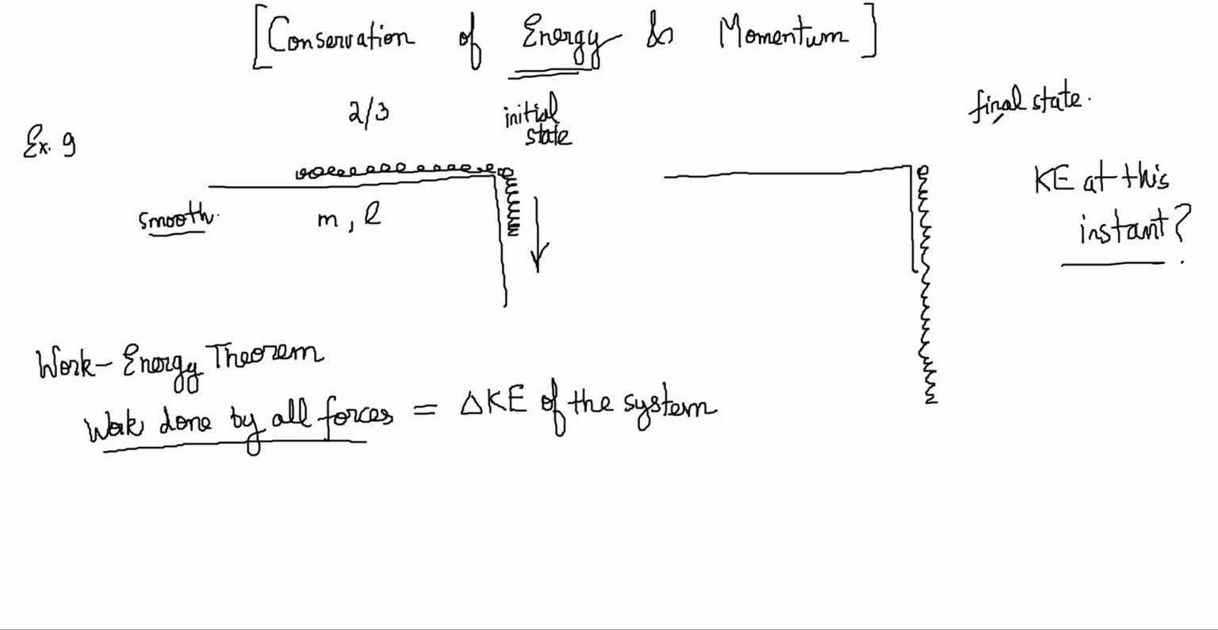So let's take the chain as a system and think about what works are done on it. Work could be done by gravity. There is no friction, otherwise friction could have done some work. Normal force doesn't do any work because the normal force is perpendicular and the motion is in this way. Work is force dot displacement, so force and displacement have a 90-degree angle. So actually there is only one force that is doing work, that is work done by gravity.